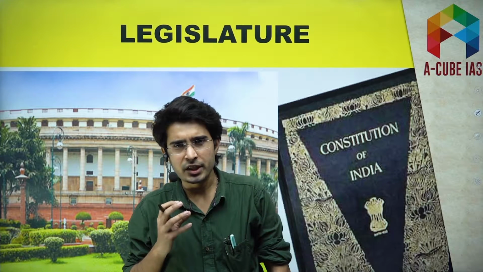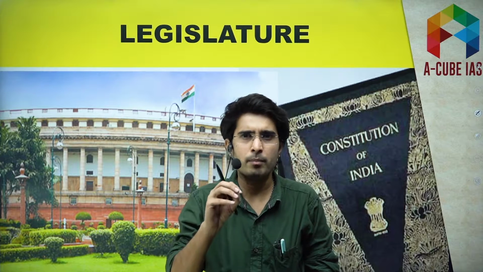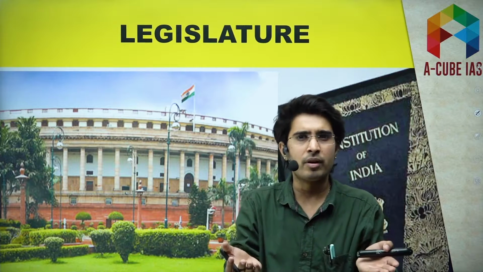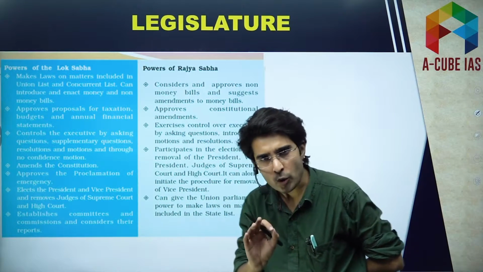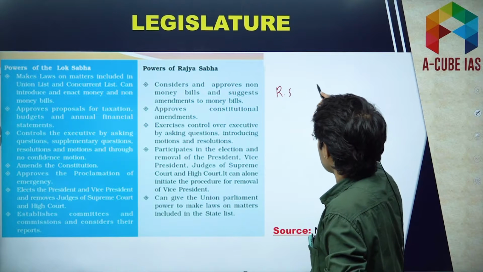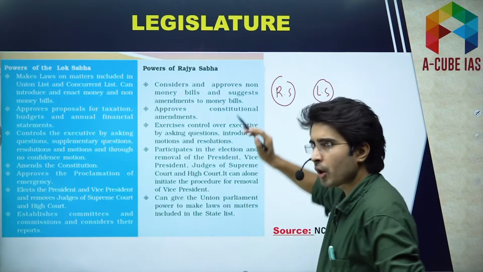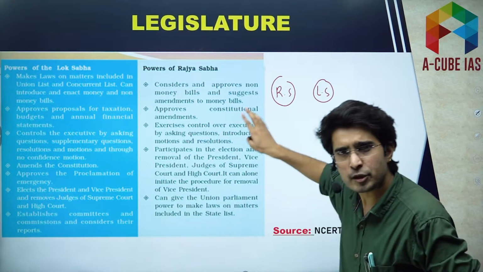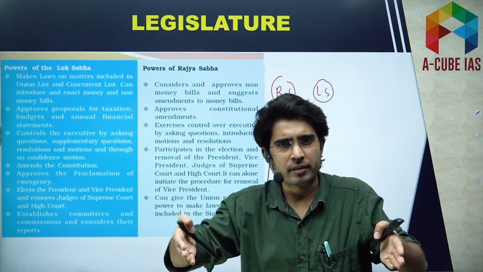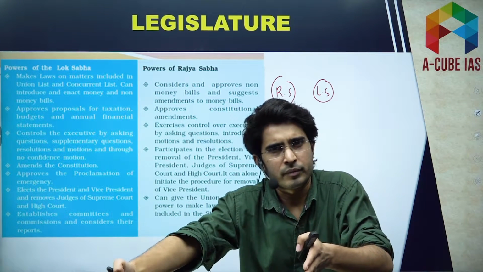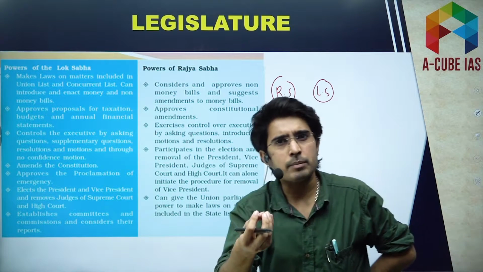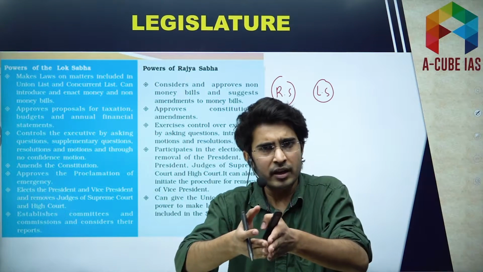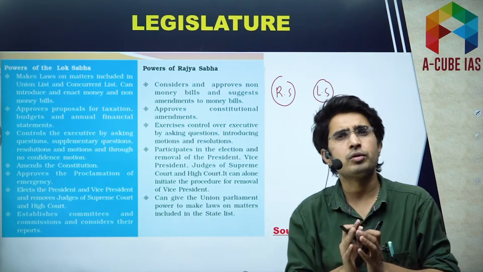In our last session, we discussed the functions that are performed by Parliament in general. But you must know that we have the bicameral legislature. There are two houses, Rajya Sabha and Lok Sabha. We discussed Rajya Sabha in the last session, and we discussed Lok Sabha as well. But there are some differences in the powers of these two houses. Rajya Sabha has some special powers, and Lok Sabha also has some special powers. So let's talk about those differences.